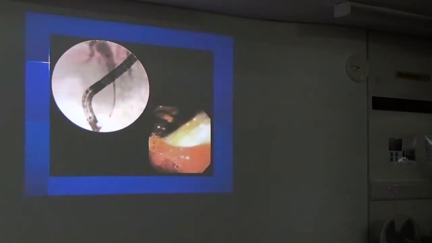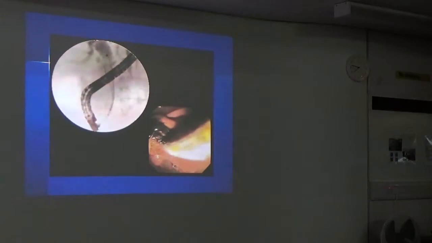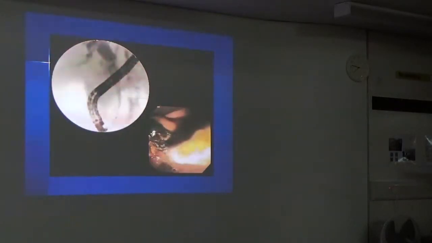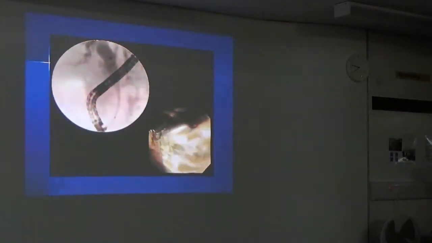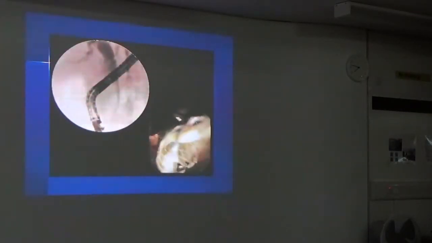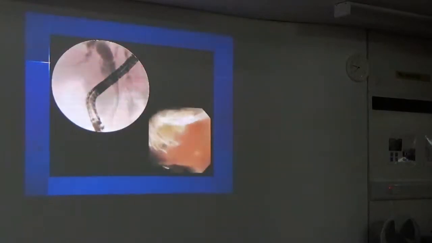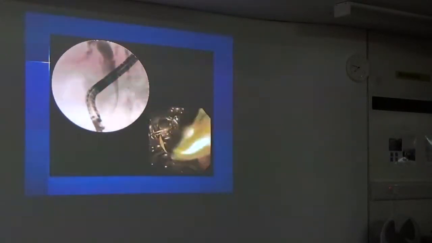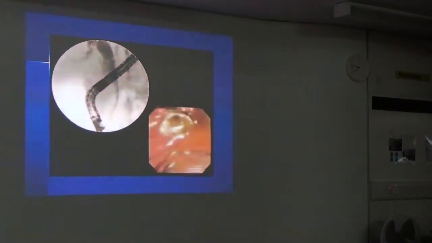So you can see that it's releasing, it's opening up, and if there's a narrowing there, this is opening up, pushing out against that, and on the bottom right hand side you can see it eventually opening into the small bowel, and you'll see some bile flowing. And again, that is a day case procedure that can be done. Once you get access, it can be done quite quickly and would help.